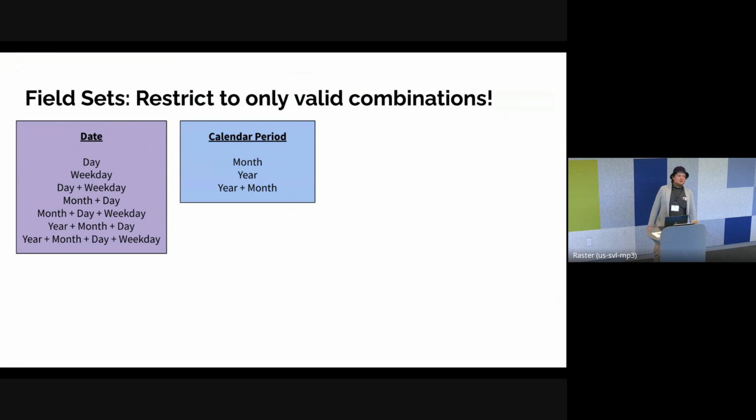Then we have the calendar period. Calendar period refers to another period of time that's not a day, that's bigger than a day. And the distinction here will become important in just a minute. There's month, year, and then year with month. So for example, this is October of 2024, right? That is something that you might want to represent in a date string, but it's not an individual specific day.